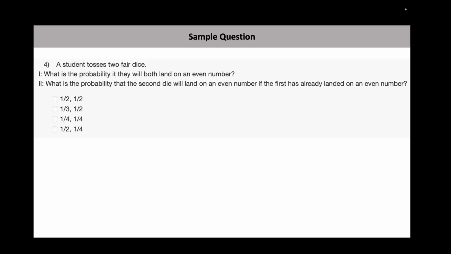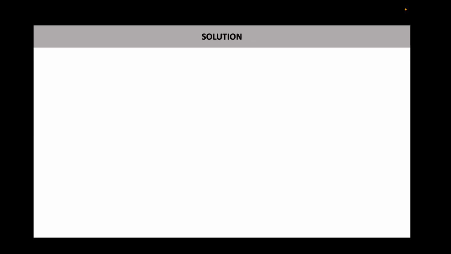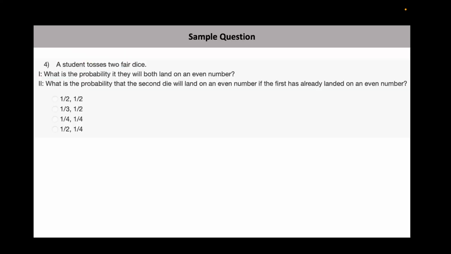Okay, so let's try to solve this question. Let's consider that the question said there are two fair dice and we have to find the probability. Let's consider that the probability for one die is A and the probability for the other die is B. Now the first part of the question was: what is the probability that they both will land on an even number?